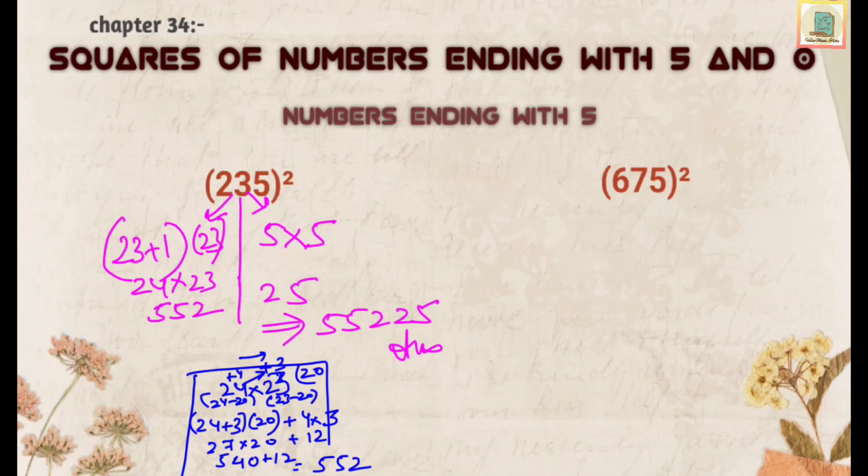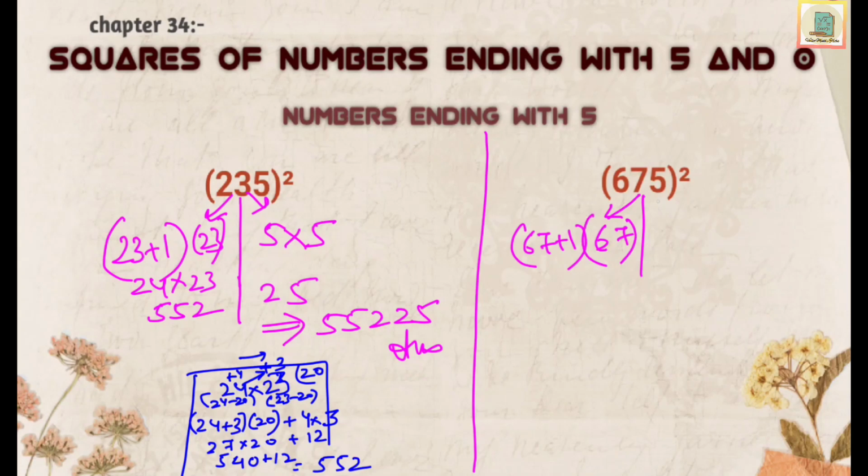Now, let's find out the square of 675. Here also, in the first partition, we will write 67 plus 1 and multiply by 67 itself. And in the second partition multiply 5 by 5. So in the first partition we get 68 multiplied by 67 and in the second partition we get 25.